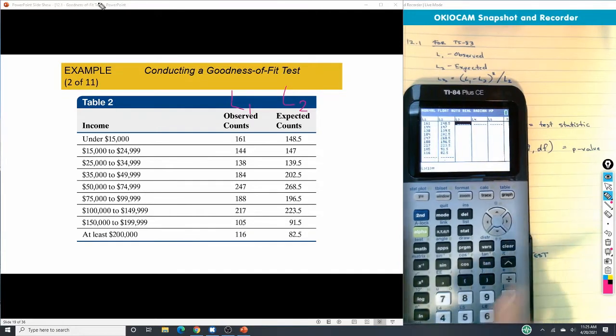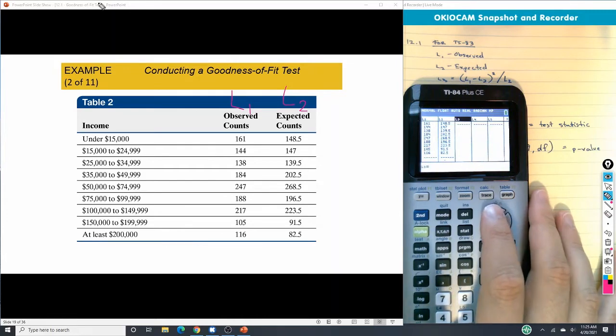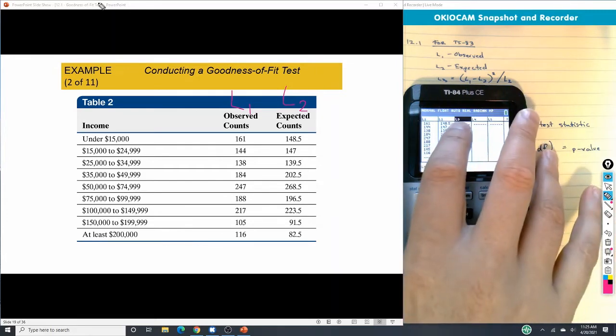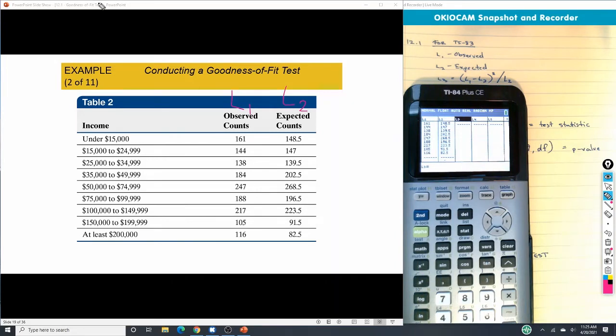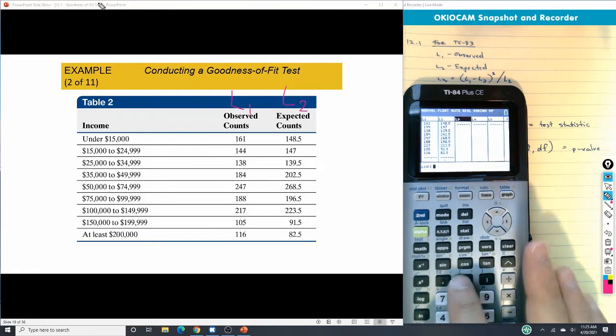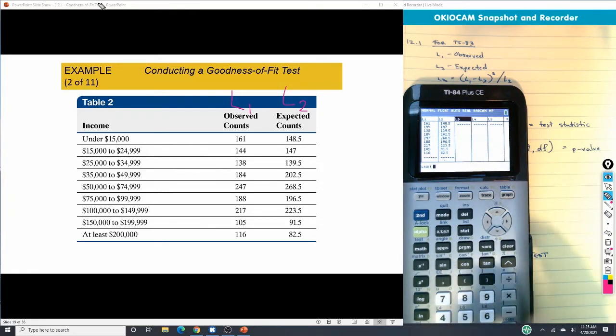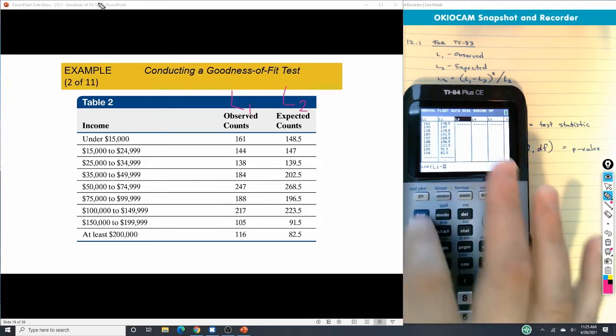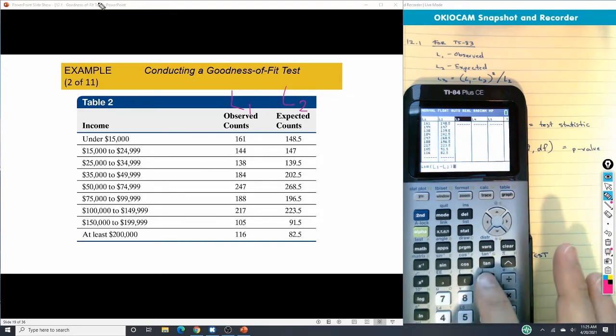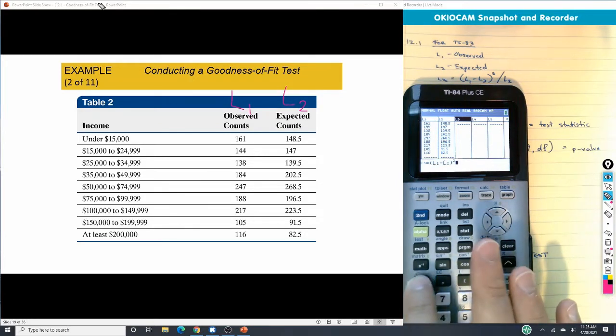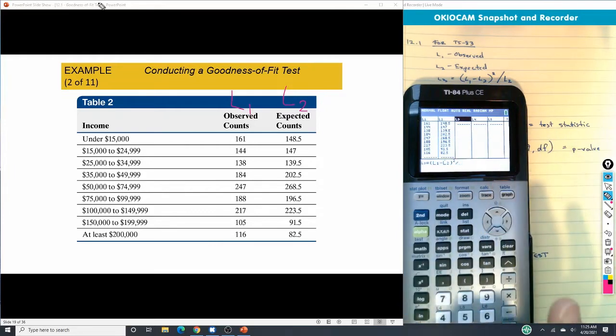So my next piece says, in L3, we need to do this formula. So anytime we need to do a formula, we need to arrow up and highlight the L3s. Now that we're in L3, we can type in what I have up there, okay? And so we open our parentheses. We're going to do our observed L1, so second 1 for L1, minus second 2 for L2. Close parentheses, square it, and then divide by L2. Okay, so it's going to be that formula every time when you're doing these problems.